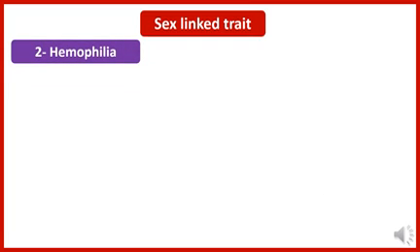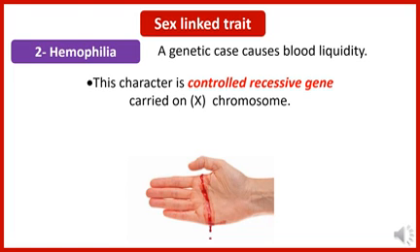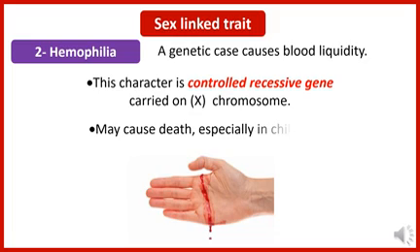Now the second example for sex-linked traits is hemophilia. As we said before, hemophilia is a genetic case that causes blood liquidity. This trait is controlled by a recessive gene carried on the X chromosome. Unfortunately, this gene may cause death, especially in childhood, as the bleeding cannot be stopped.